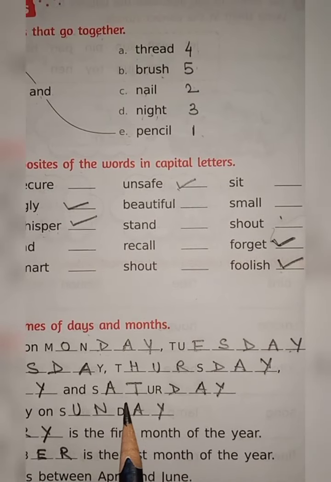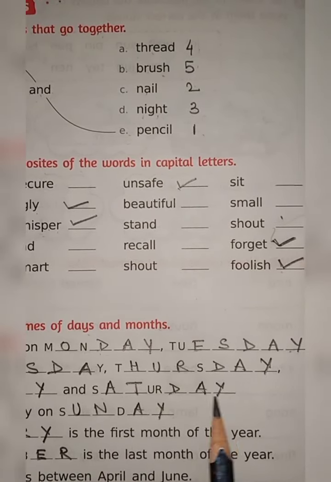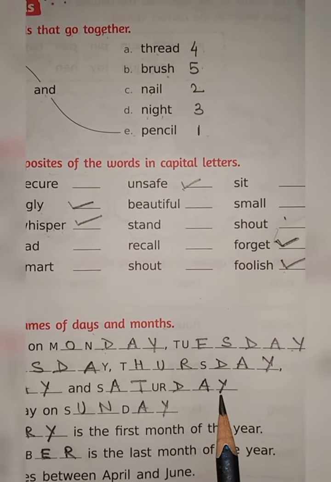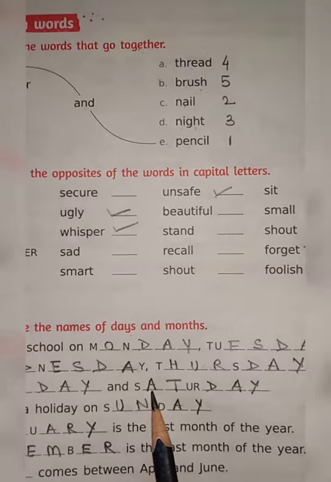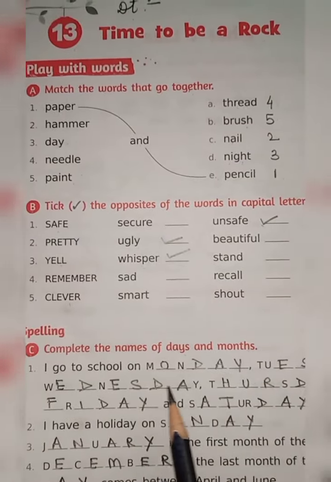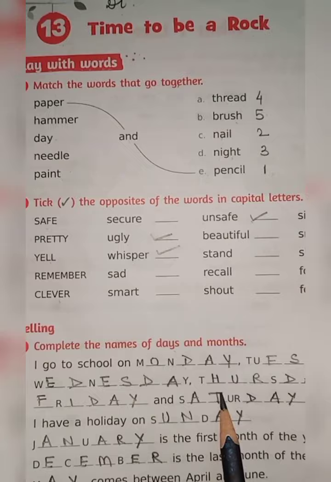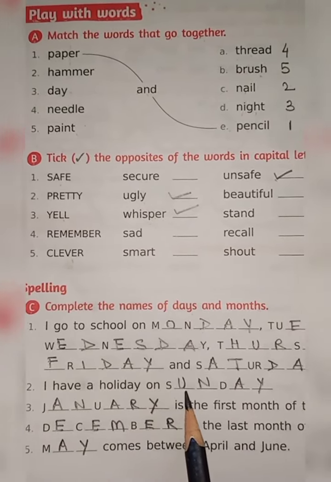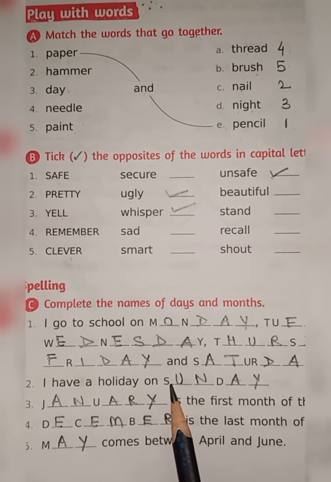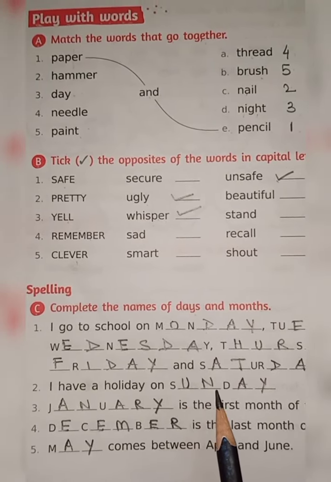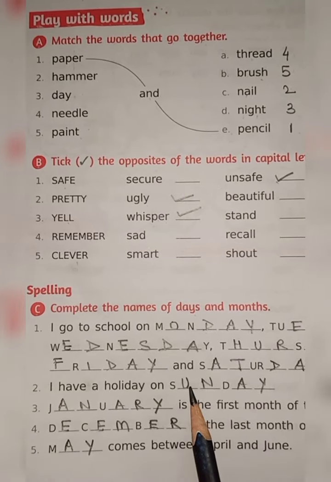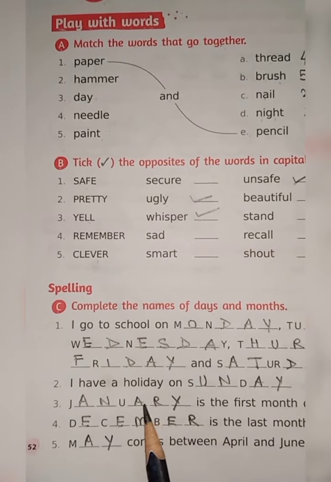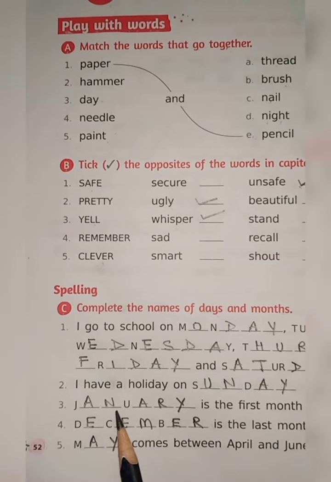Next is Saturday, S-A-T-U-R-D-A-Y. In the dash, we will write A-T-D-A-Y. So, I go to school on Monday, Tuesday, Wednesday, Thursday, Friday, and Saturday. Second is, I have a holiday on Sunday, S-U-N-D-A-Y. In the dash, you will write U-N-A-Y, Sunday. Next is January.